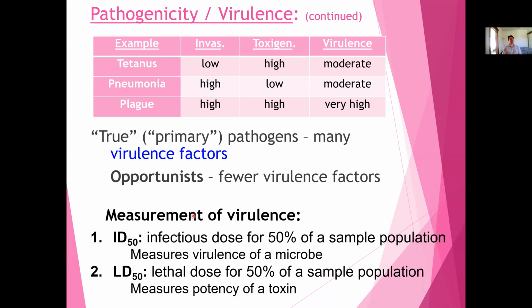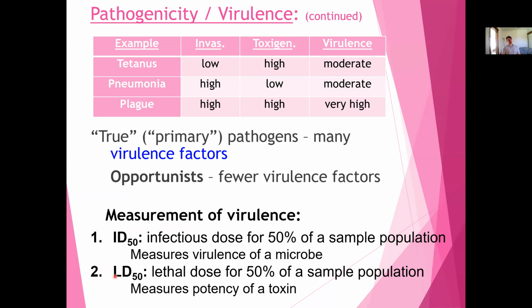So how do we measure virulence? Virulence can typically be measured by two measures. There's your ID50, which is your infective dose. This is the estimated number of organisms, virus particles, or pathogenic particles required to produce infection in 50% of normal adult humans or other hosts by a given route. So this gives you an idea of the virulence of the microbe.